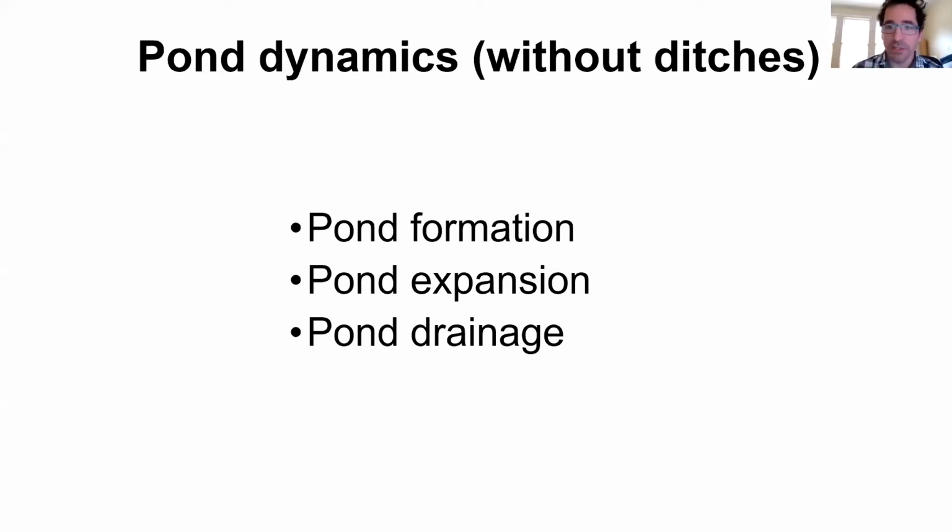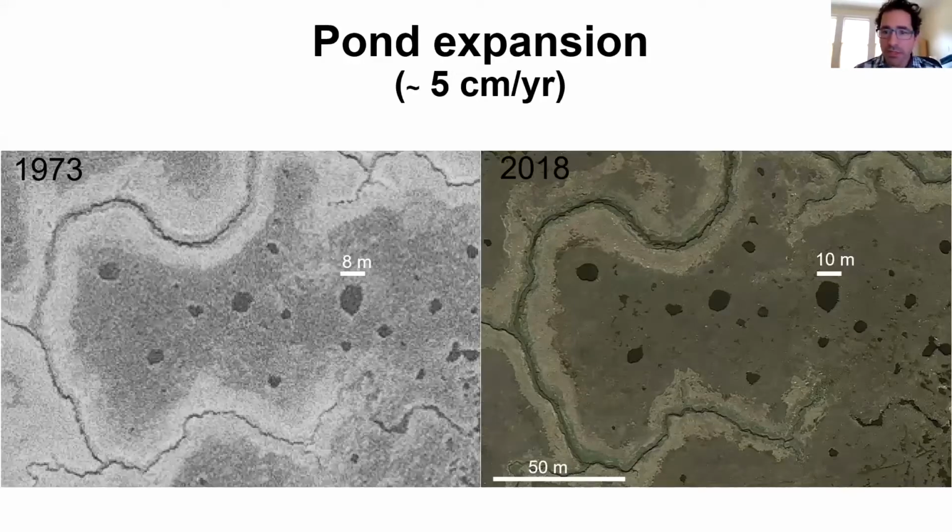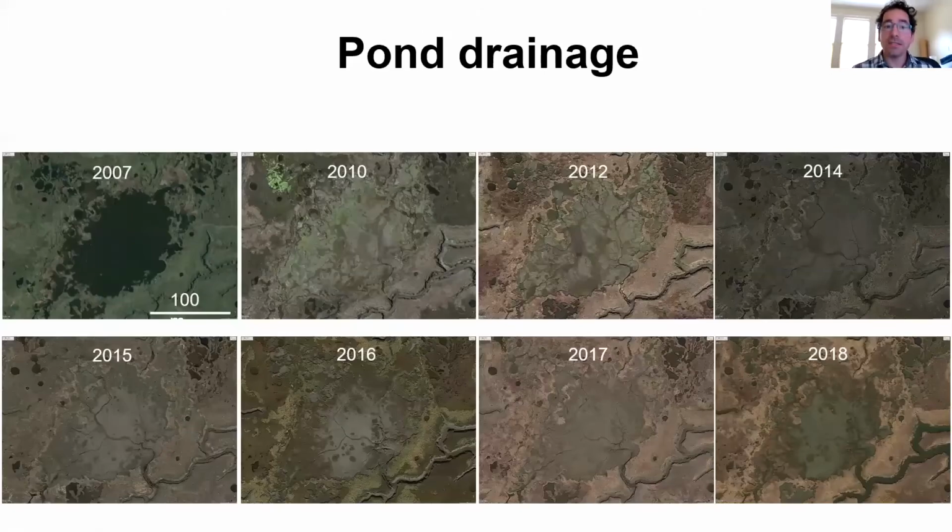So these are the three processes. Just an example, this is from 1973 to 2018, just to show that ponds are slowly expanding. It's kind of slow, it's only like 5 centimeters per year, but ponds tend to slowly expand and possibly even merge. This is an example of pond drainage in Barnstable Marsh.